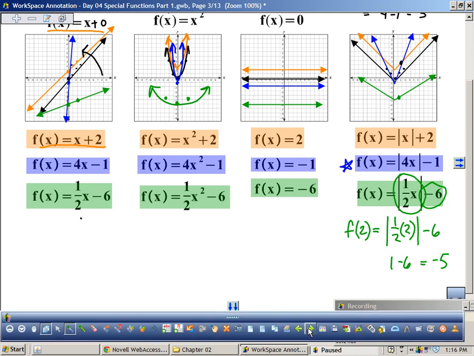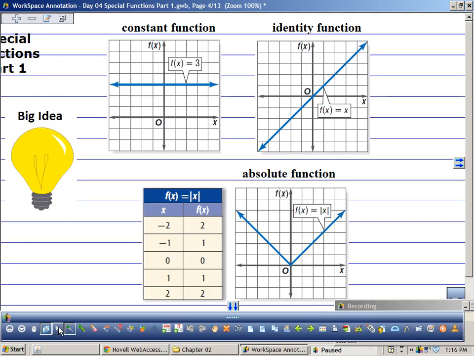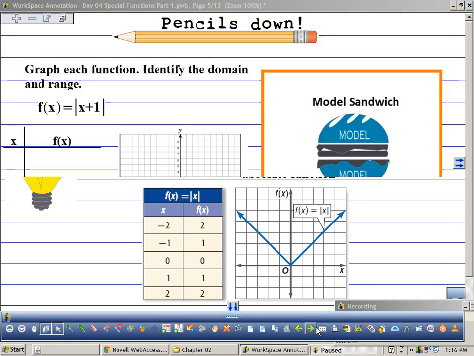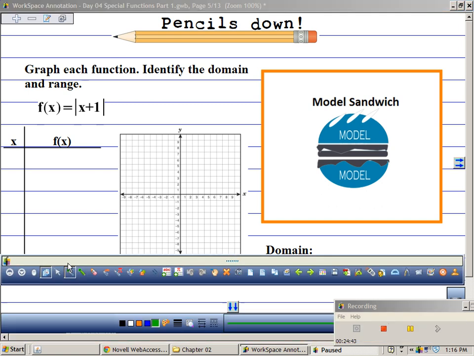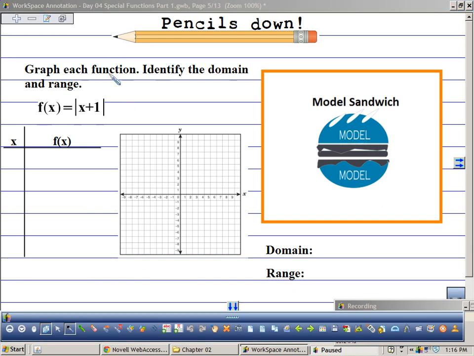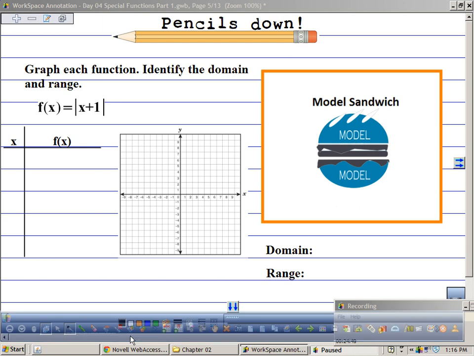Okay, let's move on. Special functions. So this page, now these are to scale. The last one I was doing wasn't as much to scale, these are to scale. So you have those for your reference. Now let's use them. Pencils down. I'm going to show you how to do this. I want you to just pay attention right now.